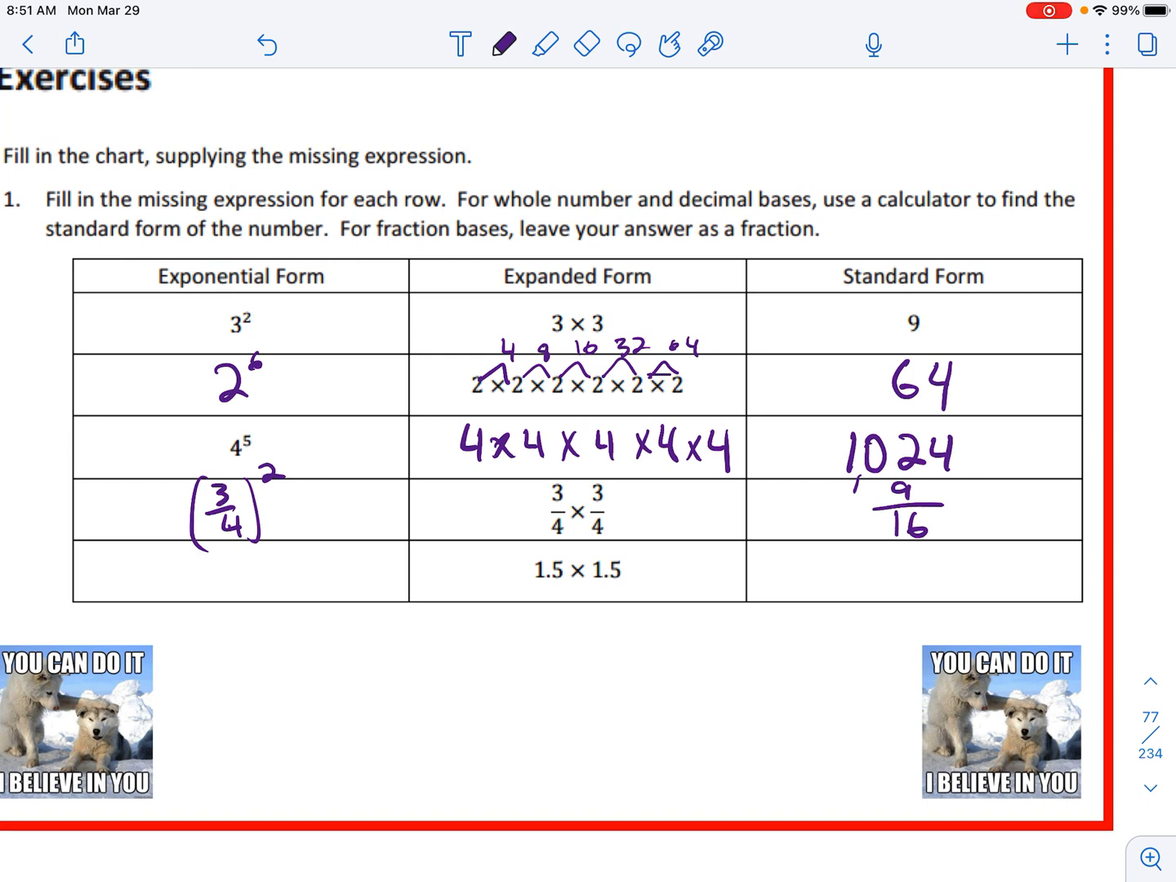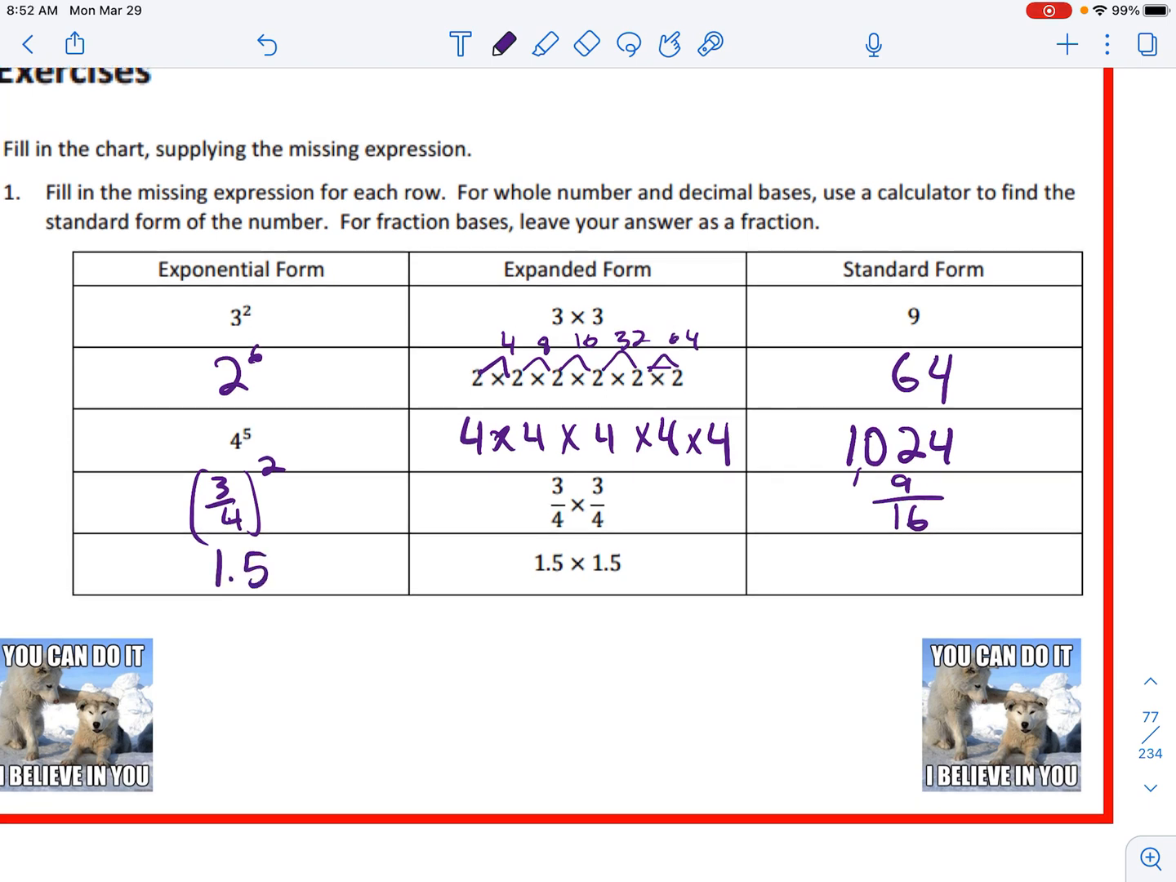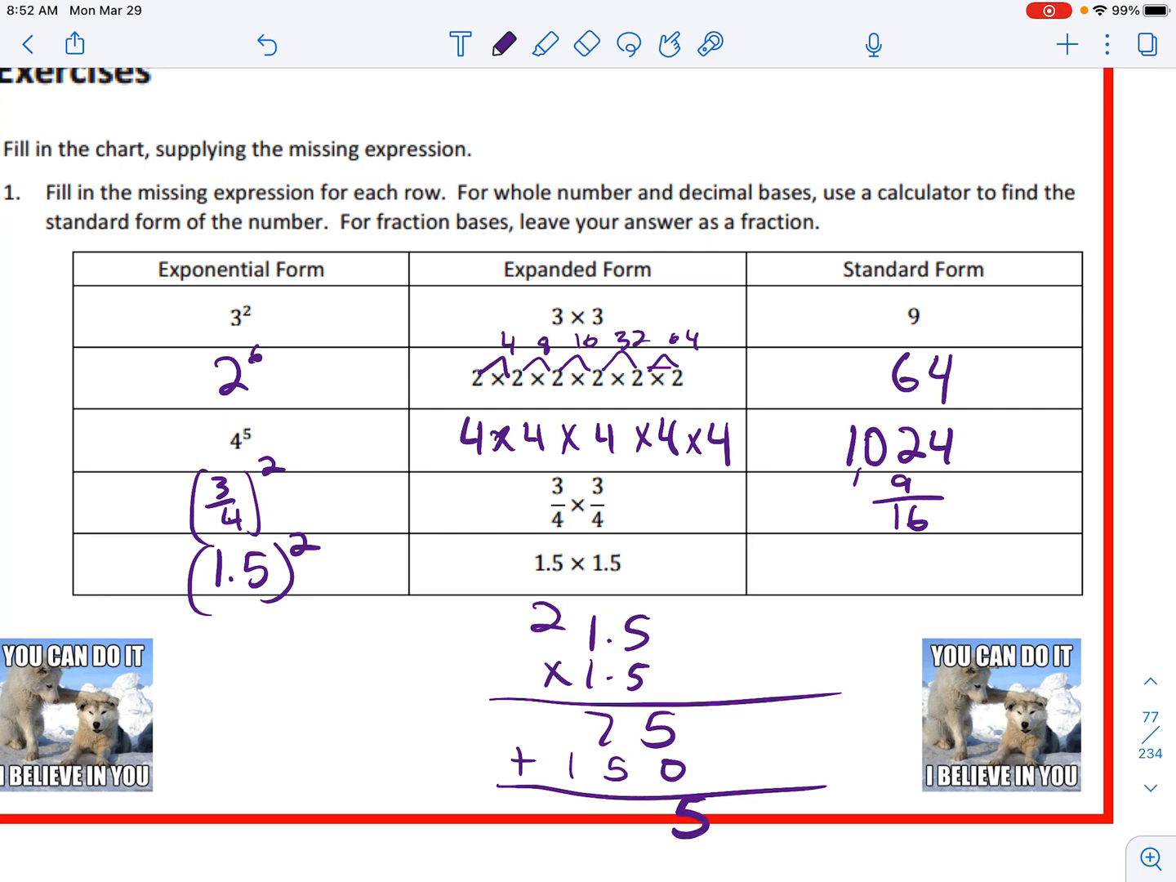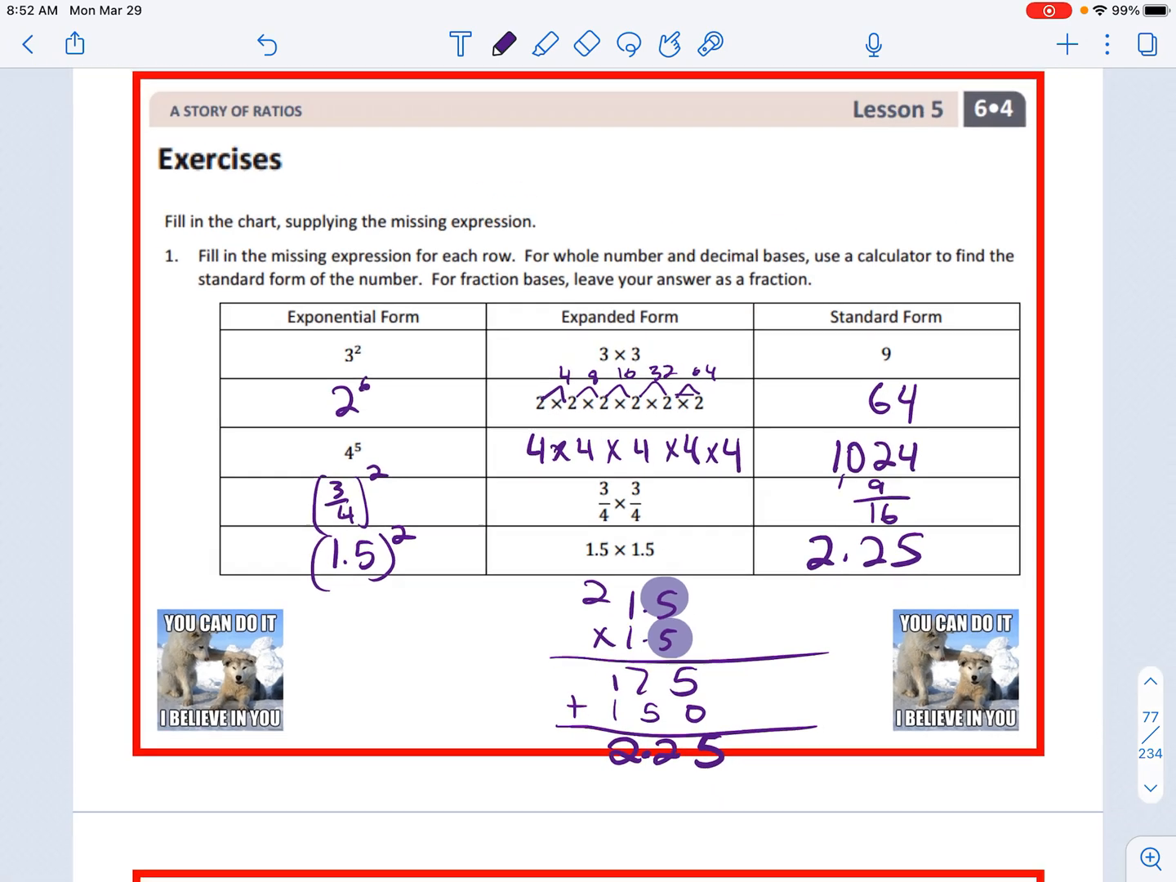Okay, and next we have 1.5 times 1.5. This is going to be 1 5/10 in parentheses to the 2nd power. We can multiply this real quick. Okay, we have 25, 5, 7, add a 0, 5, and 1. Add these up, we get 5, 12, and 2. There are 2 spaces after the decimal, so we add that to our answer, and our answer is 2 and 25 hundredths.